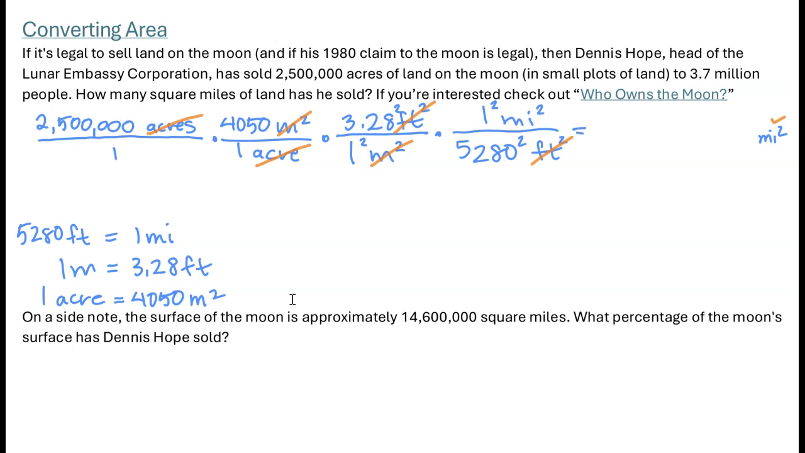Let's see if I can fit this in here. The calculation that we'll need to do is 2,500,000 times 4,050 times 3.28 squared. And that's going to be divided by 1 times 1 times 1 times 5,280 squared. All right, so let's plug that into Desmos and be very careful about the powers.